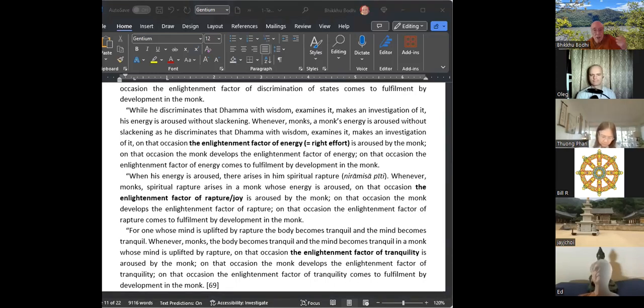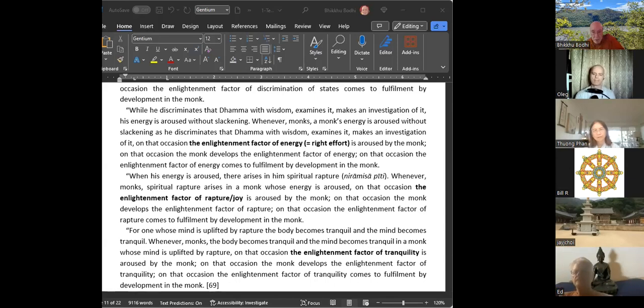Now, this spiritual rapture is an uplifting mental state. It's a very beautiful and wonderful experience, but it also has a fault or a drawback. That is, it involves a little too much excitement, and that undercurrent of excitement that comes along with this rapture brings some disturbance to the mind.